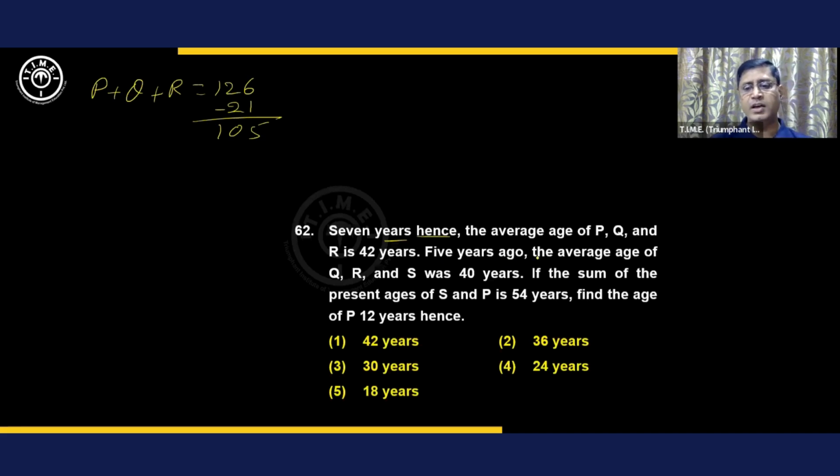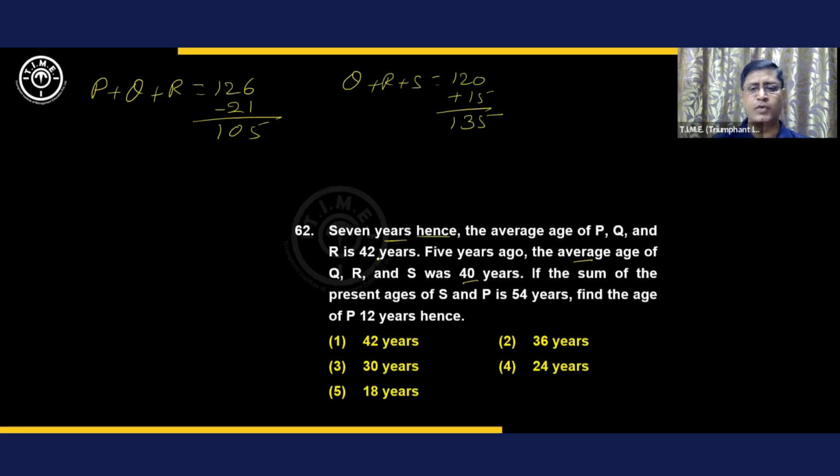Look at the next one. 5 years ago, the average age of Q, R, S. How much was the average? 40. 40 into 3, that is 120. So 120. How many years ago? 5 years ago. How many members here? 3 members. Q plus 5, R plus 5, S plus 5 means 15 to be added. Then it will give 135.